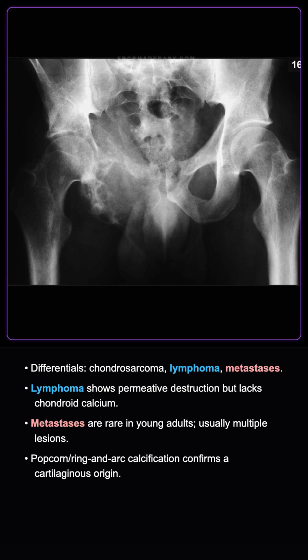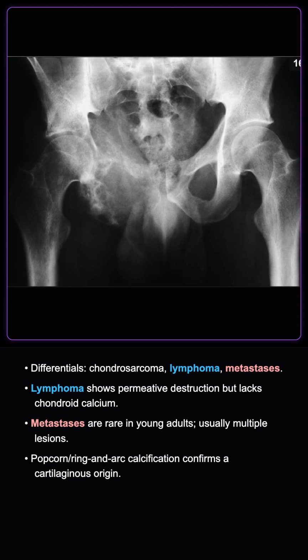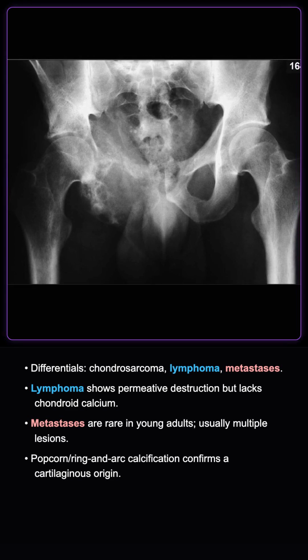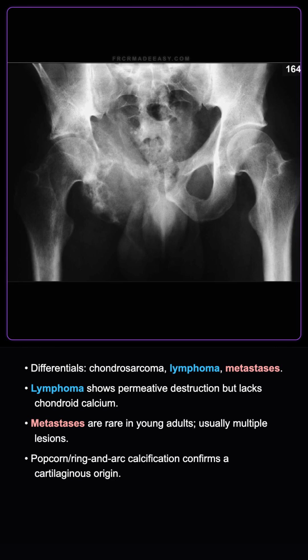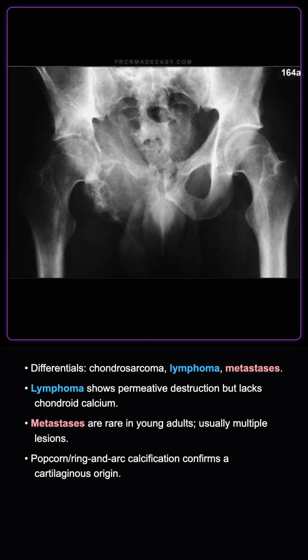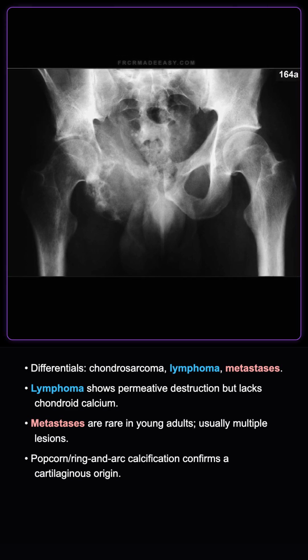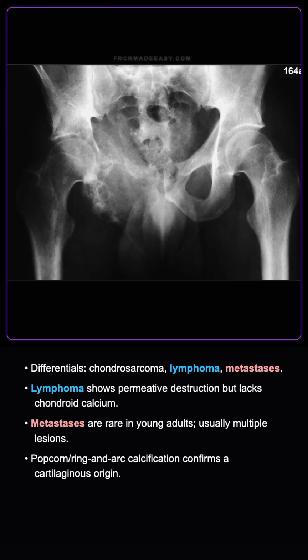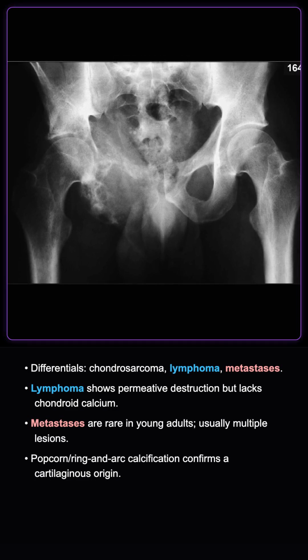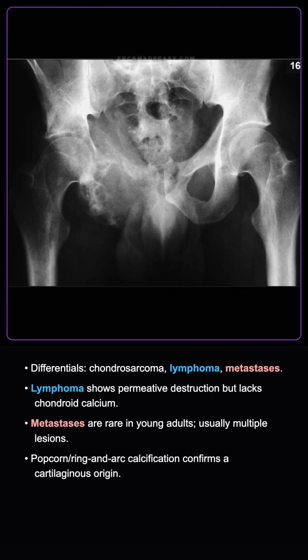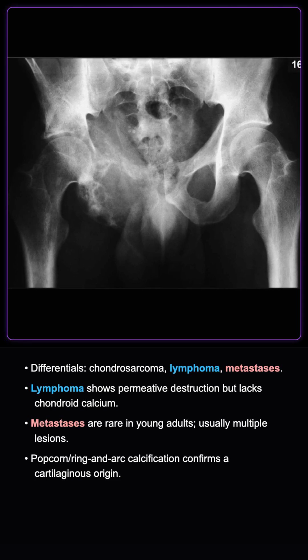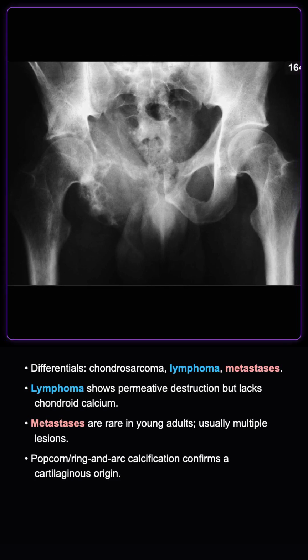The primary differential diagnosis includes chondrosarcoma, primary bone lymphoma, and osteolytic or osteoblastic metastases. Primary bone lymphoma presents with a destructive permeative bone pattern and a large soft tissue mass, but it typically lacks the characteristic ring-and-arc chondroid matrix calcification. Metastases are rare in this age group and usually present as multiple lesions with a known primary malignancy. The presence of dense, snowflake-like and ring-and-arc calcifications is the key radiographic feature that confirms a cartilaginous tumor like chondrosarcoma.